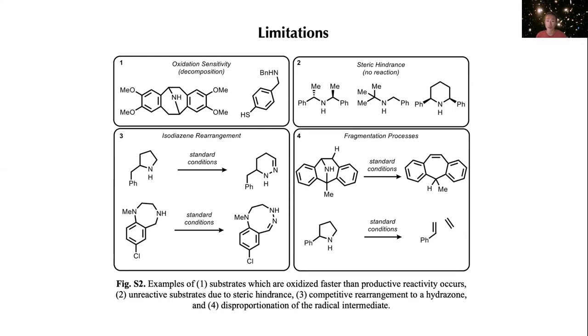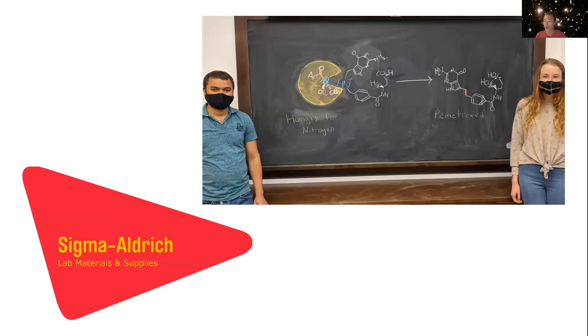Nonetheless, I think the present scope of this method is pretty broad to suggest that it could very well be widely adopted. And I'm sure there'll be improvements to the method as well. Levin's team is actually working with Sigma Aldrich to scale up synthesis of the reagent. And so I think pretty soon it could be broadly available. And I read that in the meantime, he's happy to send free samples.